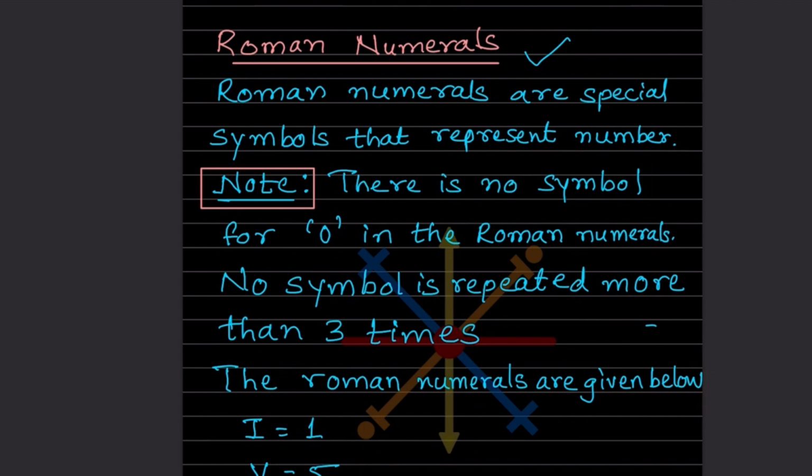I have given you a note on this one. What is to be considered here? There is no symbol for 0. It always starts with 1, 2, 3, 4 and so on. This is one point you have to remember. The second one is that no symbol is repeated more than 3 times. I will show you how in the next explanation, after this one. So just remember, no symbol is repeated more than 3 times.